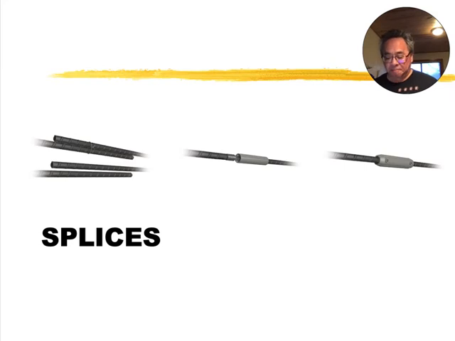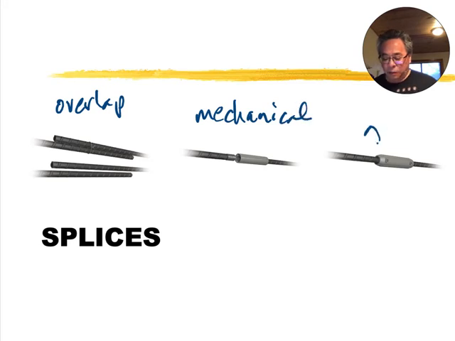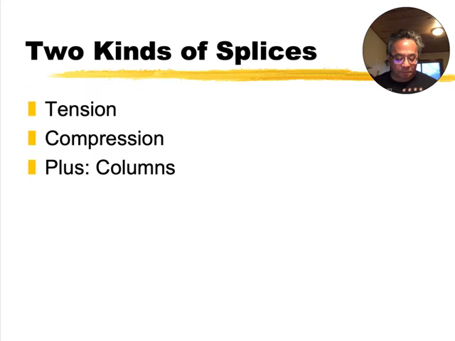You can just overlap them. This is a mechanical connector. And this is a grouted connector. And so you have these options to splice, and there are two different kinds of splices. Okay, so two kinds of splices, tension or compression, and there are some special requirements if you're splicing in a column. Before we talk about these kinds of splices, there's some rules we need to discuss.